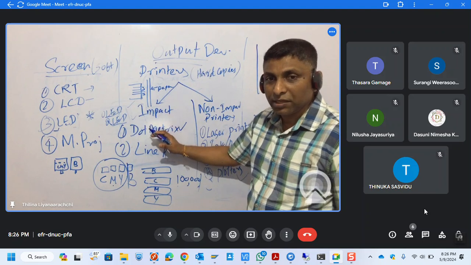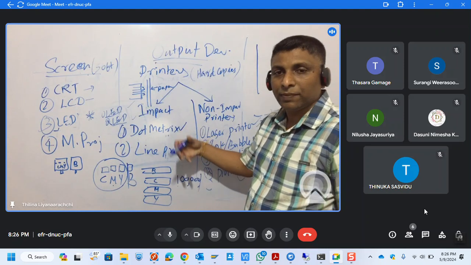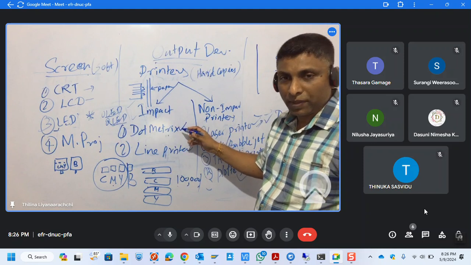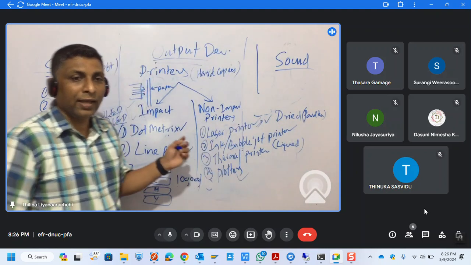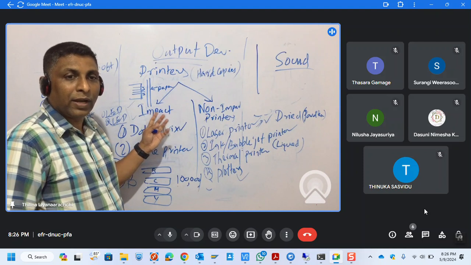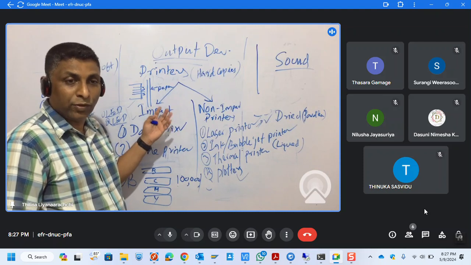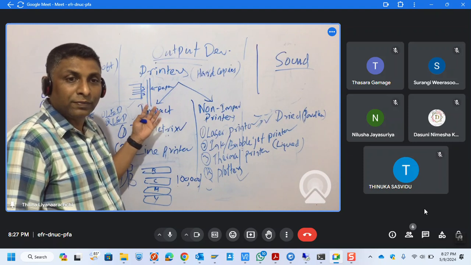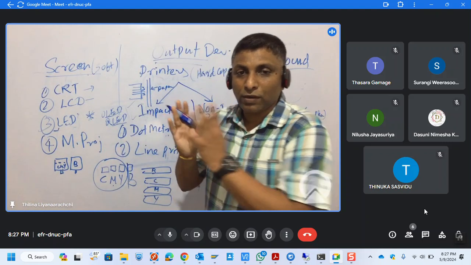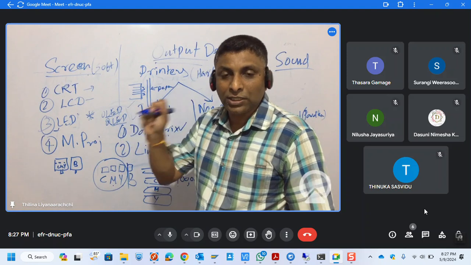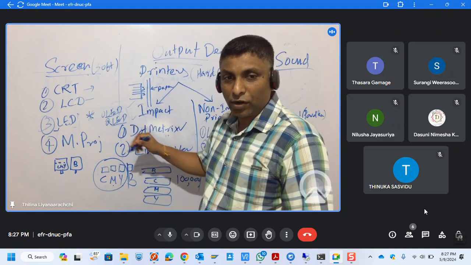Dot matrix is very cheap, right? So for large amounts of printouts like banks, ledger printing, those kinds of things, they use dot matrix printers. And the biggest advantage is you can use carbonized paper and get two or more, maybe three, four, five copies at the same time. Now, you have seen carbon papers, right? It creates the carbon copy at the same time in the dot matrix printer, right?